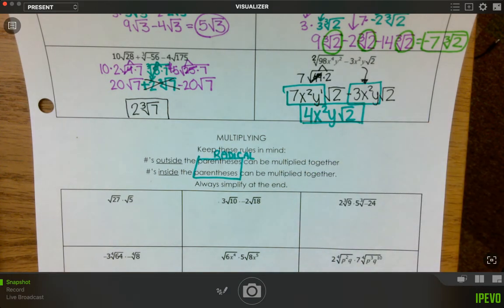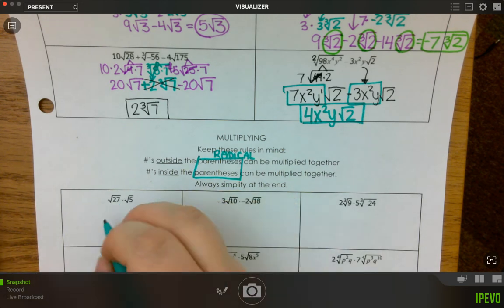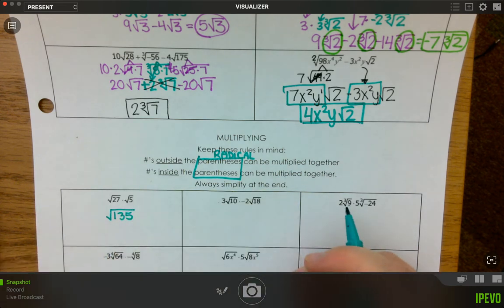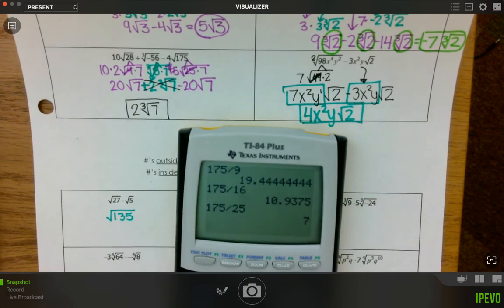And then basically this is how it works. 27 times 5 is 135. And then you're going to try and simplify the square root of 135 if you can.